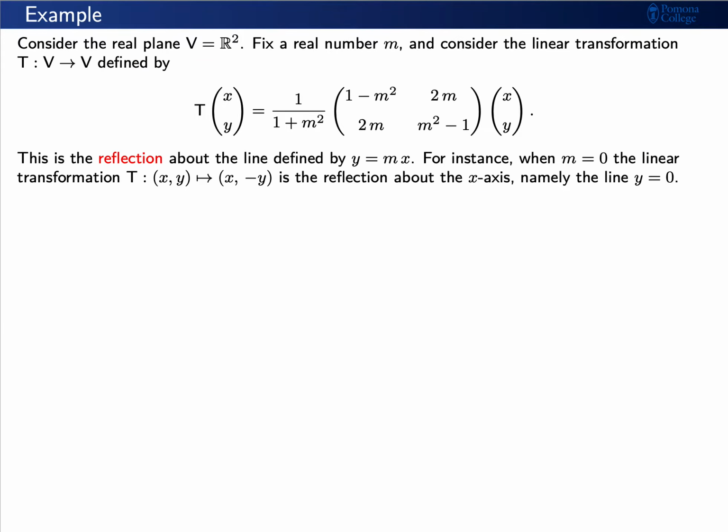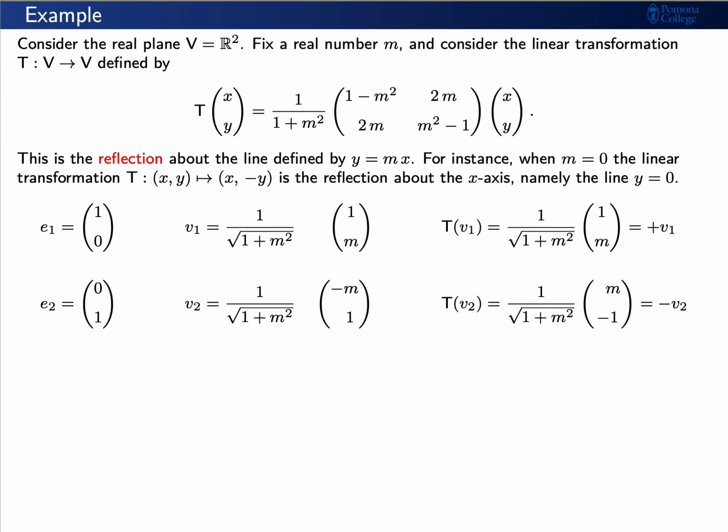Let's review an example that we discussed last time to get some better intuition behind what eigenvectors and eigenvalues are. Let's consider the real plane R2. For any real number m, we consider the following linear transformation that you see on your screen. Simply put, this is the reflection about the line defined by y equals mx. For example, when m is equal to 0, this linear transformation takes a vector (x, y) to the vector (x, negative y), which is simply a reflection about the x-axis, namely the line y equals 0.